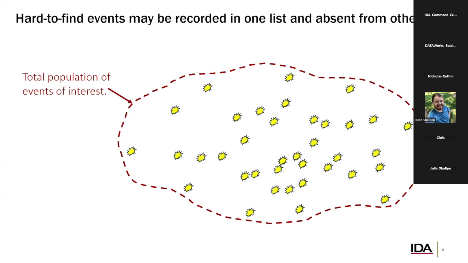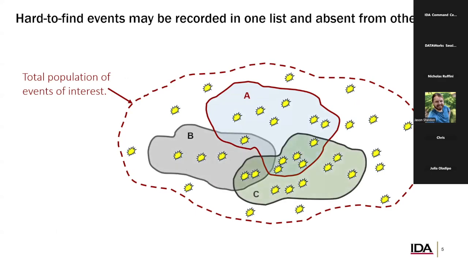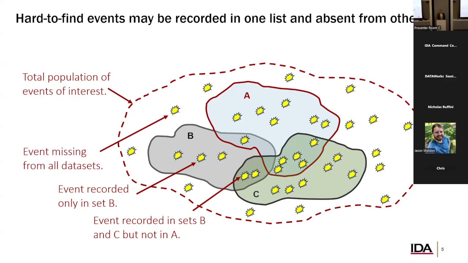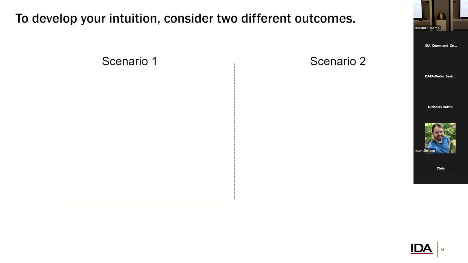So if you think of it visually, you've got an overall population of events, and some subset of those events appear on list A and list B. Some of these events are going to appear on two or more of these subsets, like you can imagine here. And then you've got some events that are outside of anybody's list, but they're out there in the population. And of course, those are the ones we really care about. That's the troubling number that we're really trying to get after.